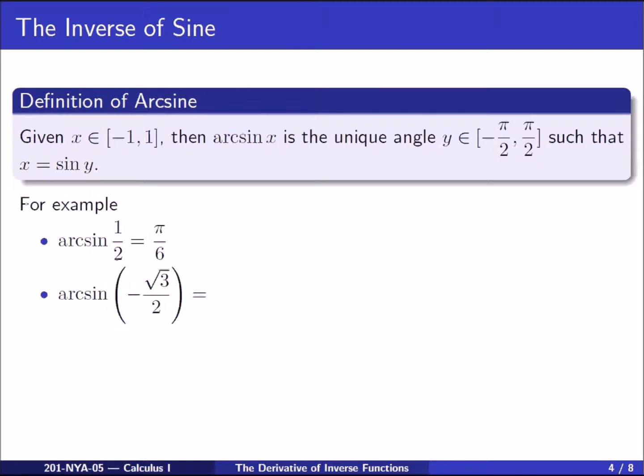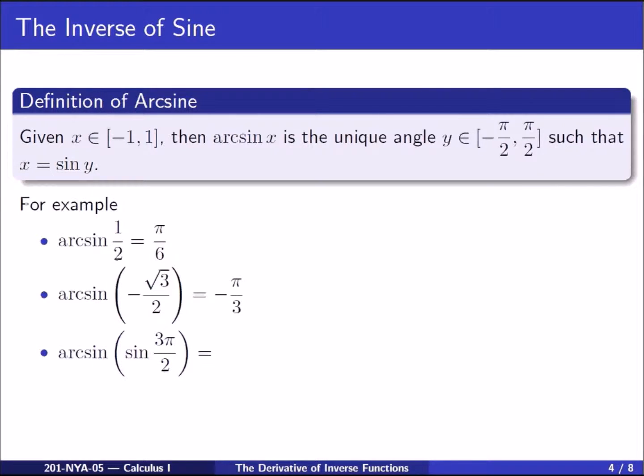What's the arcsine of minus √3 over 2? Again, we're looking for an angle where the sine of that angle is minus √3 over 2, and where the angle is between minus pi over 2 and pi over 2. Try to think about it. It's minus pi over 3. Okay, fair enough. Now, what's the arcsine of sine of 3 pi over 2?